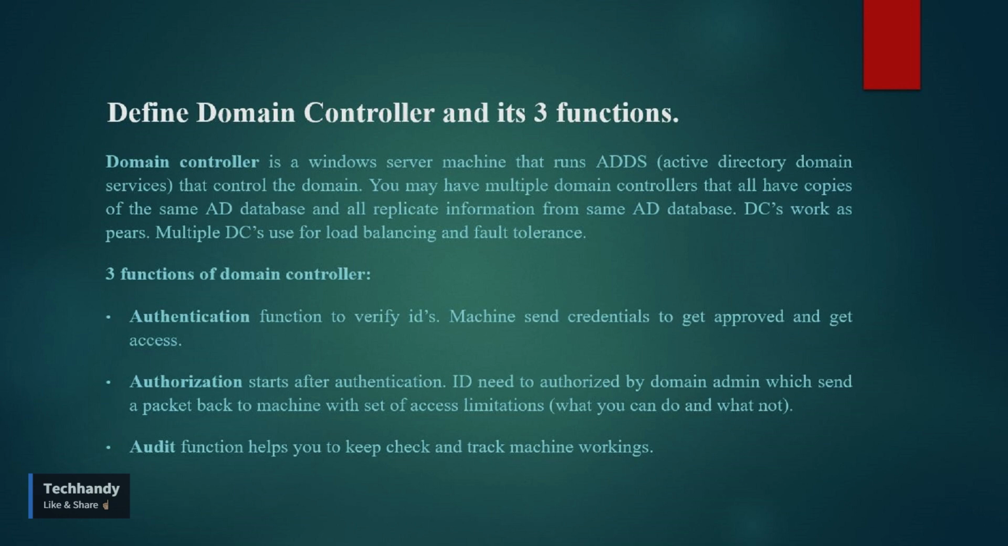Three functions of domain controller. Authentication function to verify IDs. Machines send credentials to get approved and get access. Authorization starts after authentication. The ID needs to be authorized by the domain admin, which sends a packet back to the machine with a set of access limitations, what you can do and what not. The audit function helps you to keep check and track machine workings.